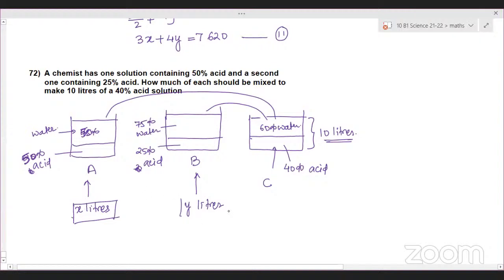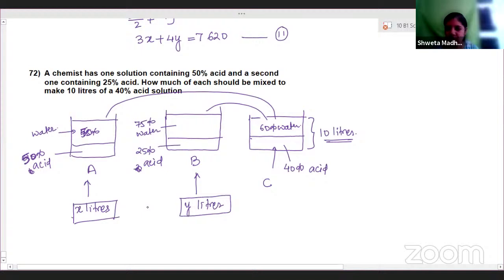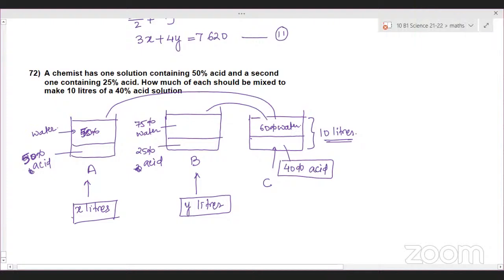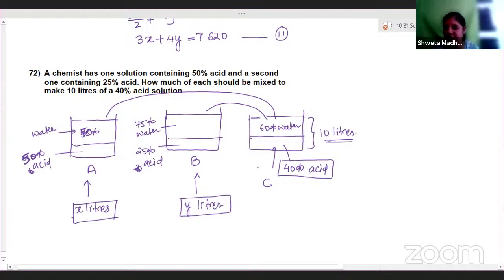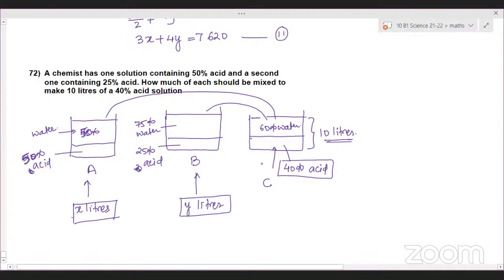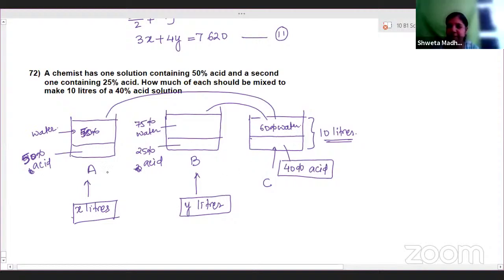In Y liters, how much percentage acid is present? 25%. So 25% of Y is acid. We have 50% of X as the amount of acid, and 25% of Y as the amount of the second acid. Altogether, it should become 40% acid. After adding that much, it should be 40% of 10 liters, which means 4 liters of acid. Understood?